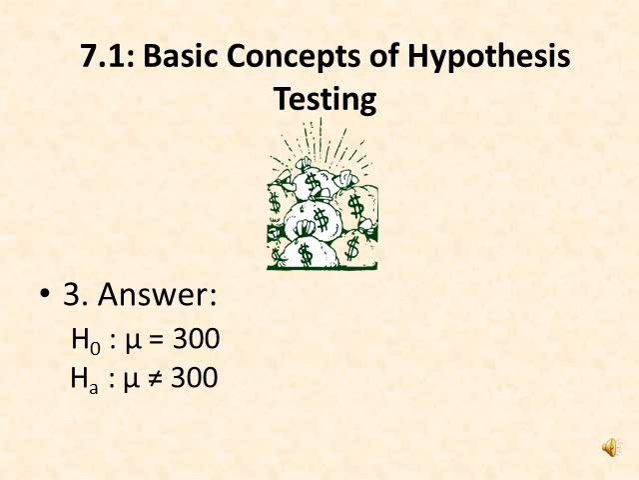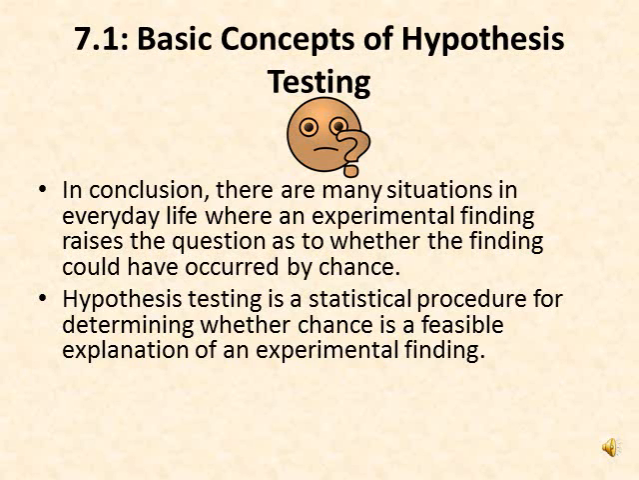The answer is a null hypothesis such that mu is equal to 300 and an alternative hypothesis such that mu is not equal to 300. In conclusion, there are many situations in everyday life where an experimental finding raises the question as to whether the finding could have occurred by chance. Hypothesis testing is a statistical procedure for determining whether chance is a feasible explanation of an experimental finding.